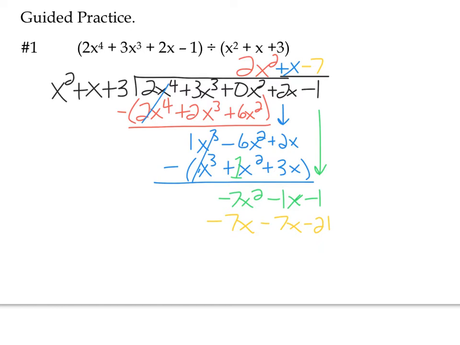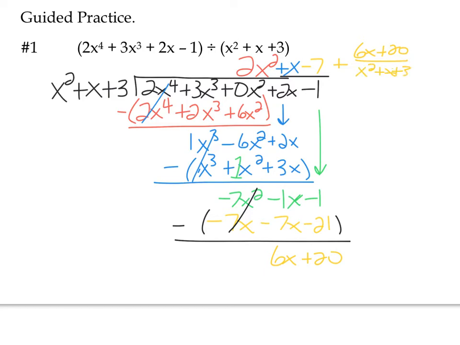And now we're going to subtract these. Those cancel. Remember, we're subtracting. So we're subtracting a negative. So that's adding. Negative 1 minus negative 7 is negative 1 plus 7. So negative 1 plus 7 is 6x. And negative 1 plus 21 is plus 20. And so we're going to write that as our remainder. So it's plus 6x plus 20 over x squared plus x plus 3.